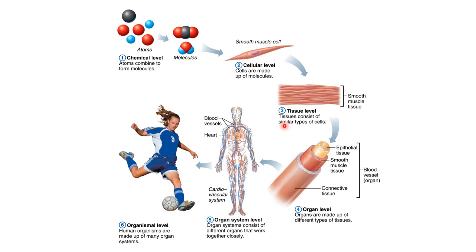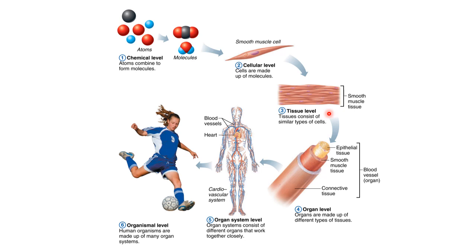So for example, if we combine lots of smooth muscle cells with cells that carry oxygen, the red blood cells in particular, capillaries, together with smooth muscle cells, together with fibroblasts or cells that make collagen, all of those will combine to form the tissue, which is a smooth muscle tissue in this case. Okay?